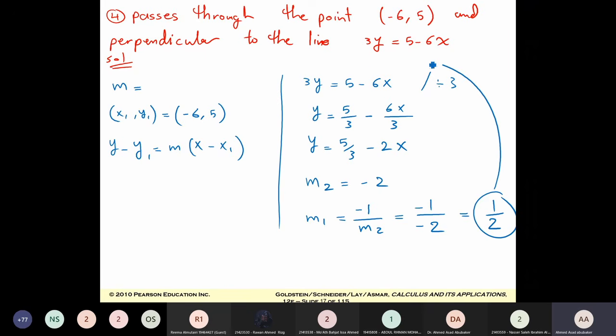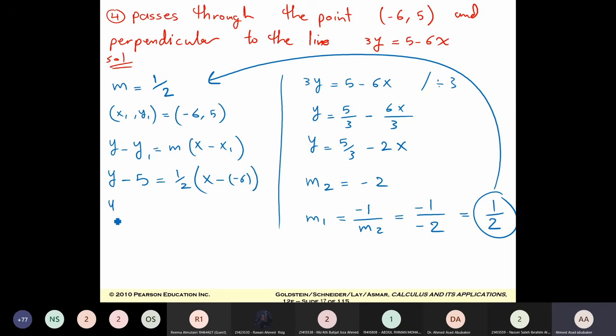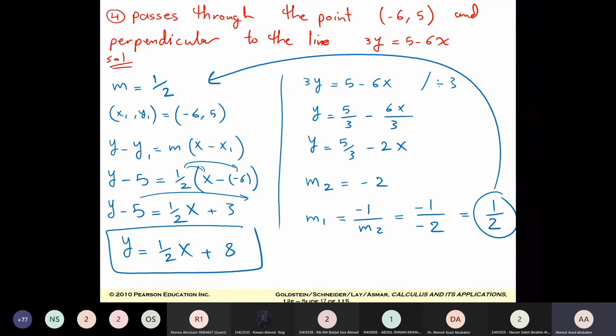Okay. Now we can conclude the slope is 1 over 2, and now we can find the equation of our line. This is y minus 5 equals half multiplied by x minus negative 6. So y minus 5 equals half x plus half multiplied by positive 6, which equals 3. Move the negative 5 to the other side, so we have y equals half x plus 8. This is the equation.